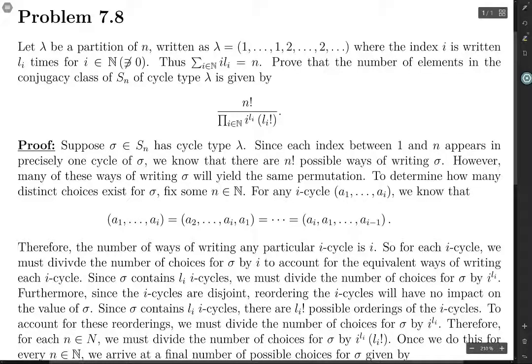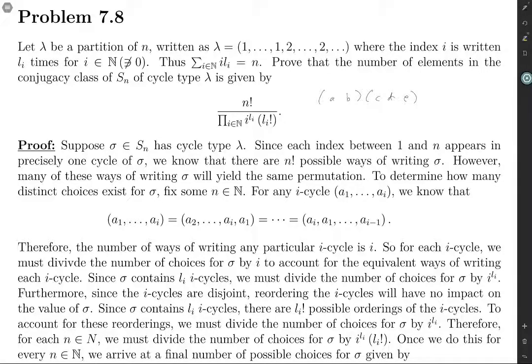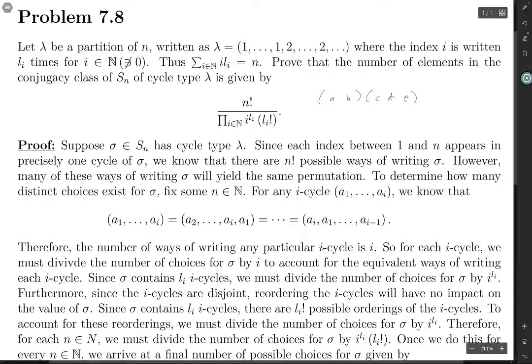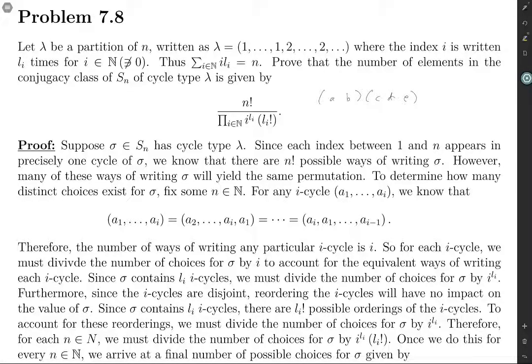So for example, if we consider all things of the form a 2 cycle and then a 3 cycle, (A, B)(C, D, E), these are disjoint, so a 2 cycle and then a 3 cycle in, say, S5. Then this corresponds to the partition 2, 3 of 5. And of course in that scenario, L2 is 1 and L3 is 1. So that's how you identify the partitions of n and the way of writing an element as a disjoint union of cycles.